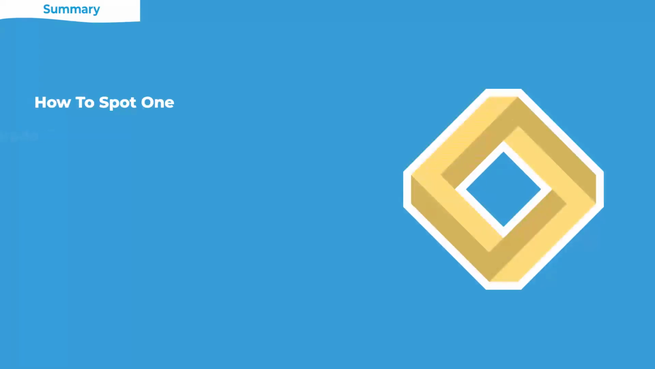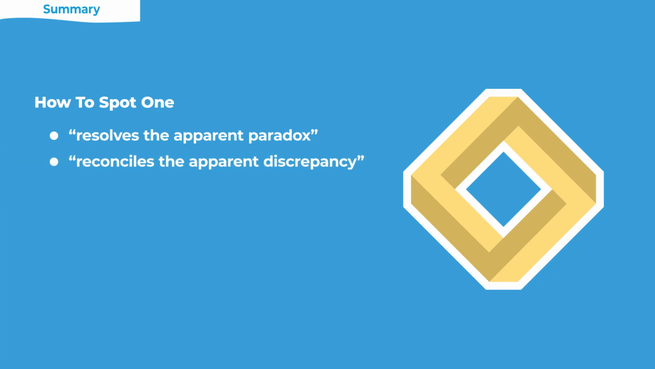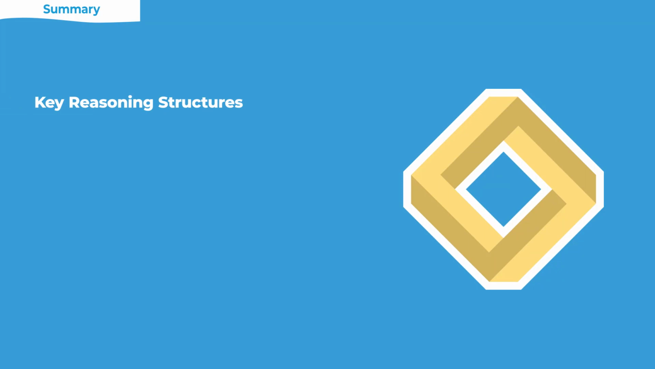In summary, you spot a paradox question with language cues in the question stem. You're looking for resolves the apparent paradox, or reconciles the apparent discrepancy, or explains the finding. And be on the lookout for except questions because you're going to get a lot of them on paradox questions. The reasoning structures that you want to be on the lookout for on paradox questions are comparison and causation. Comparison is in almost every paradox question, and so is causation. And that's typically because the statements will provide some kind of a difference, a distinction between two things, and the right answer will provide an explanation or a causal mechanism for that difference.